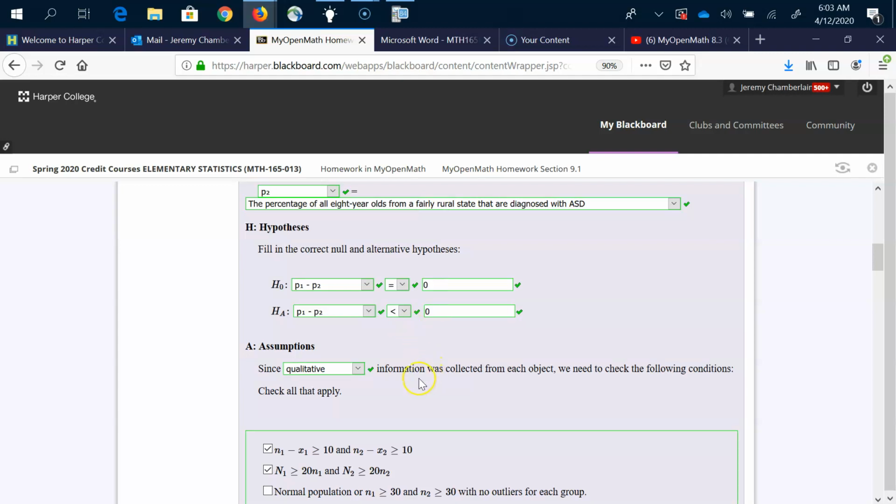Since these 8-year-olds will either have autism or not have autism, that's a classification, a name or label. This is definitely qualitative data. So I selected qualitative versus quantitative.